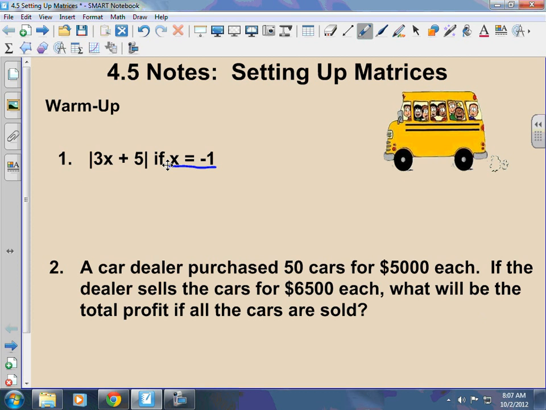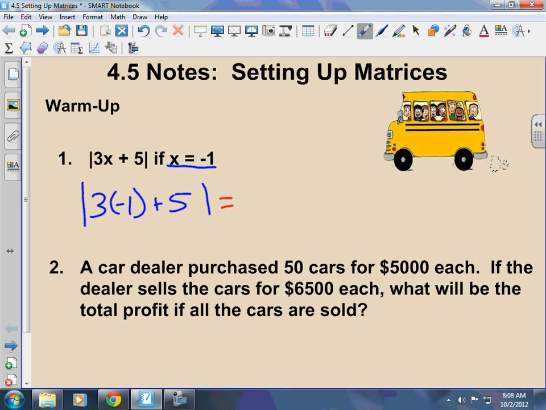It equals -1. So the absolute value of 3 times -1 plus 5. Now I'm going to add an equal sign because I'm going to solve it. This can be done in the calculator. ABS, 3 times -1 plus 5. You are using the calculator to check your answer. If you don't show your work, you don't get credit.